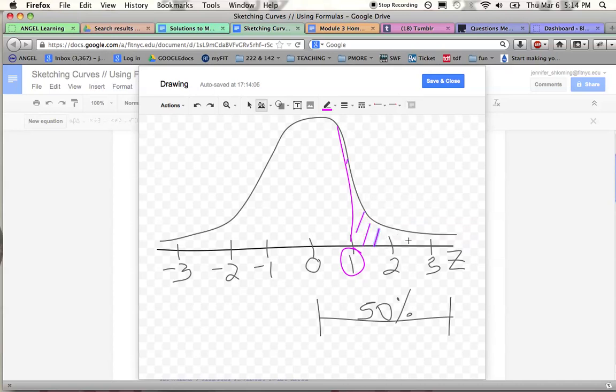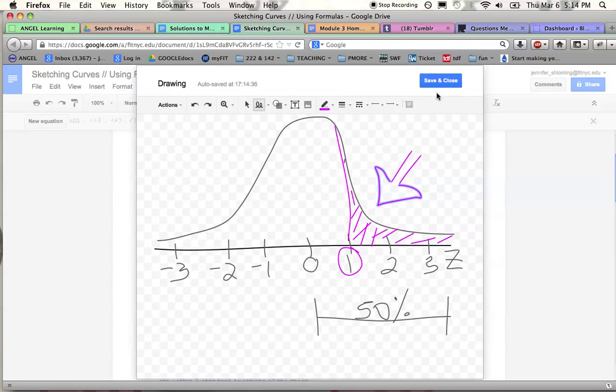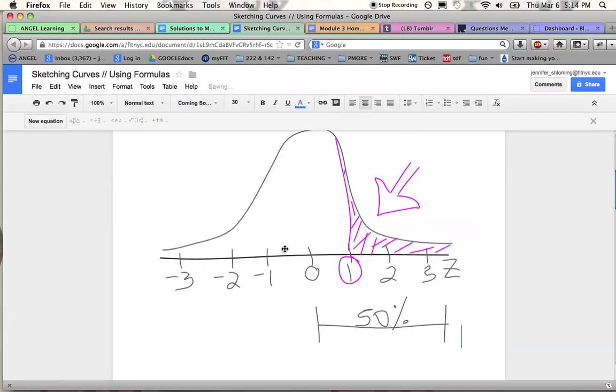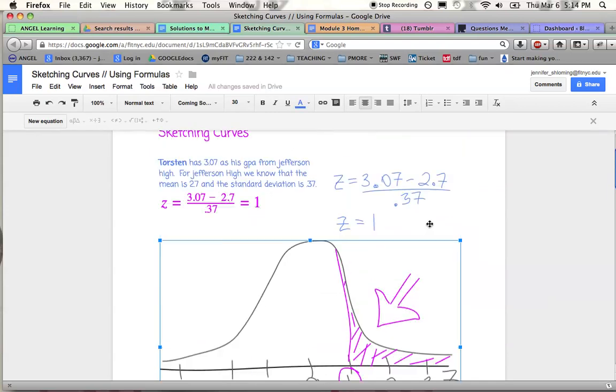So let's just scribble to fill in. I'm just using straight lines to show shaded area. And my computer is a little slow because I have too many things open. Okay, so we want to find out the percentage who did better. So we want to know this highlighted region. So let's save and close this for now. Yes, it's very large, so I'm going to make it a little smaller.